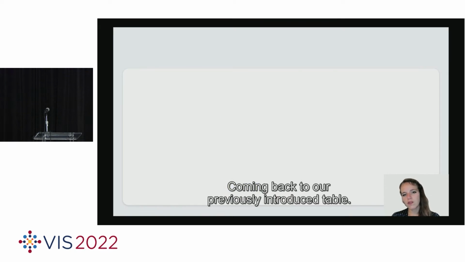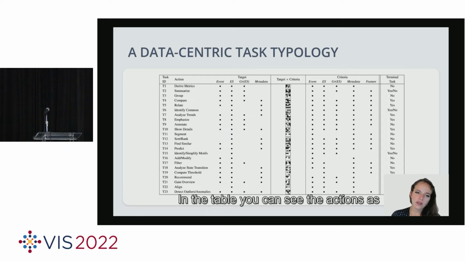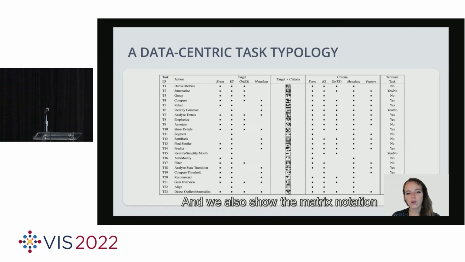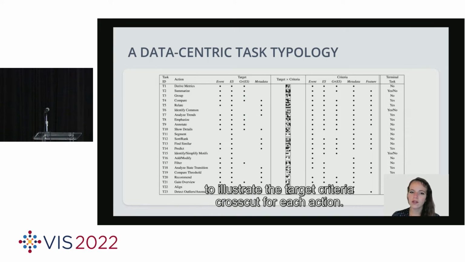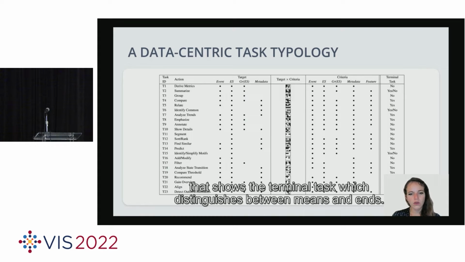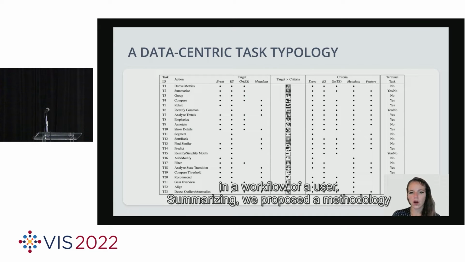Coming back to our previously introduced table, in the table you can see the actions as rows, the data characteristics of targets and criteria as columns, and we also show the matrix notation to illustrate the target criteria crosscut for each action. Then we added also a last column that shows the terminal task, which distinguishes between means and ends. This should give guidance on higher level tasks and task combinations in a workflow of a user.